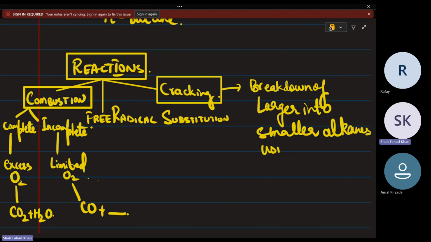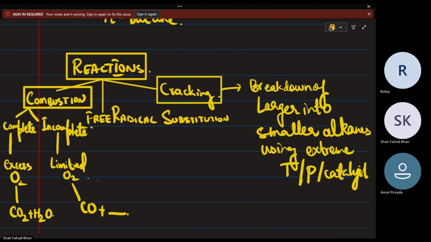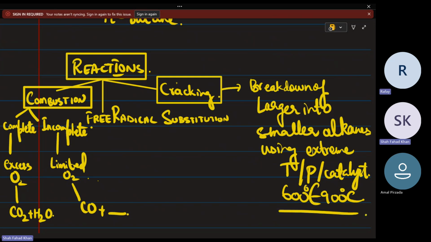Using extreme temperature and pressure or catalysts. Usually the temperature that is used over here is around 600 to 900 degrees Celsius, depending on the different types of cracking that is there. But cracking is not there in detail, so we won't be studying it in detail. That's it. This is all that we need.